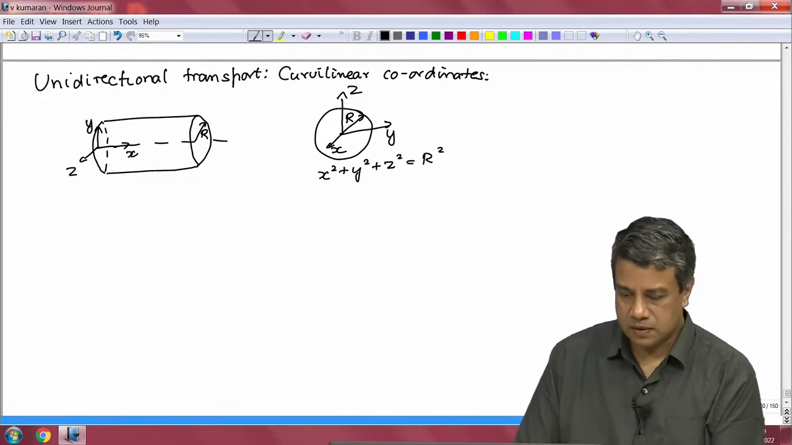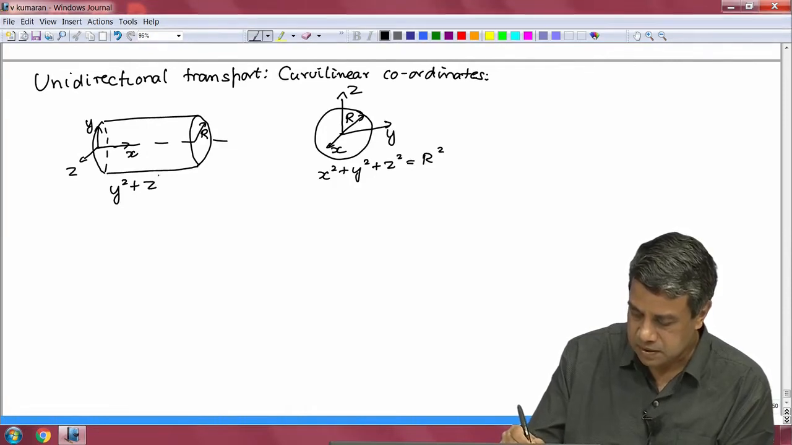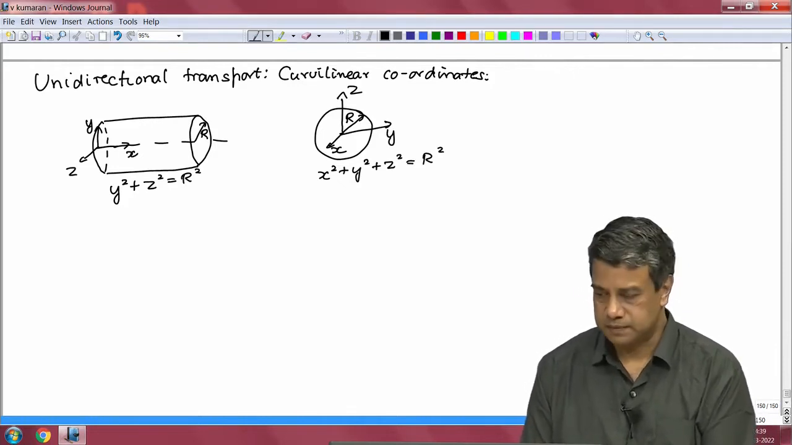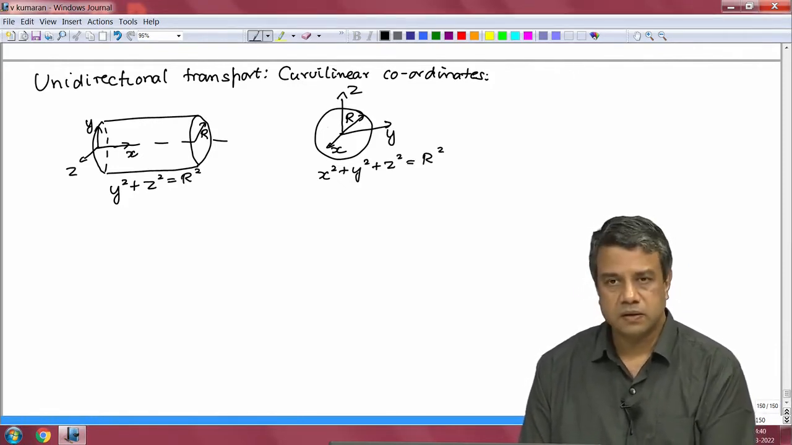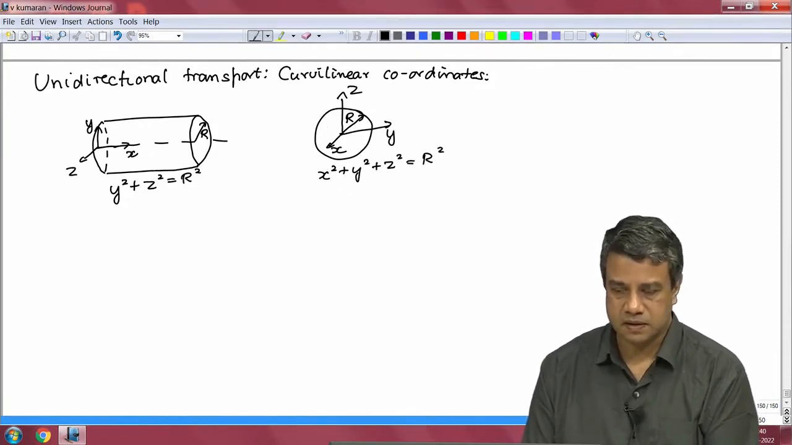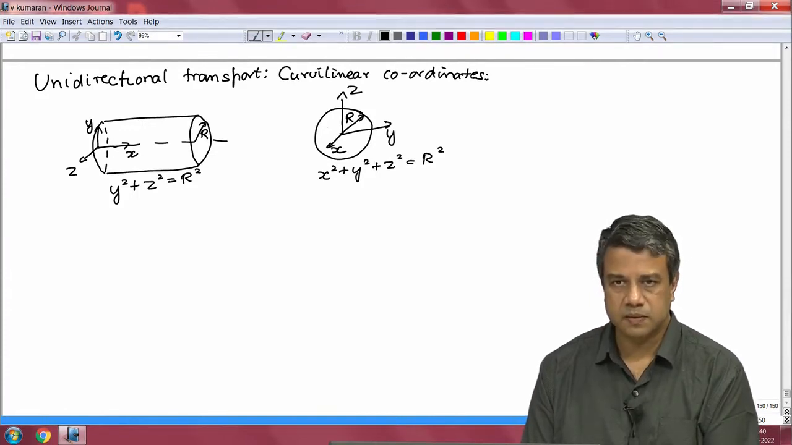Similarly, in a cylindrical coordinate system, in this particular coordinate, the equation for the surface would be y square plus z square is equal to r square. So, that would be the surface of the cylinder. So, you have to apply the boundary conditions on this complicated surface. And that is not going to be a simple task.